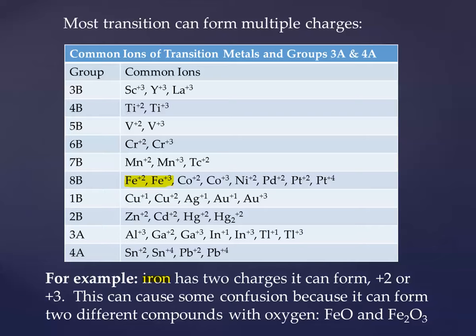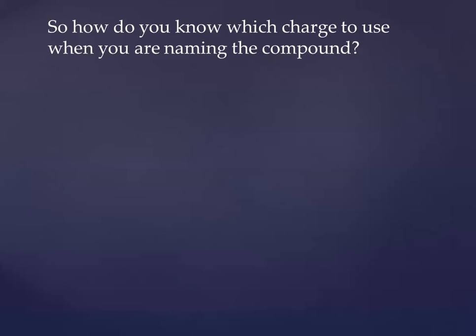So if we bond iron with oxygen, oxygen is always a -2. If we have this +2 iron here bonding with the -2 oxygen, then we just get FeO. But if we have a +3 iron bonding with oxygen, it would be Fe2O3. So how do we know what's bonding with what? Well, we have to do a little dissection.